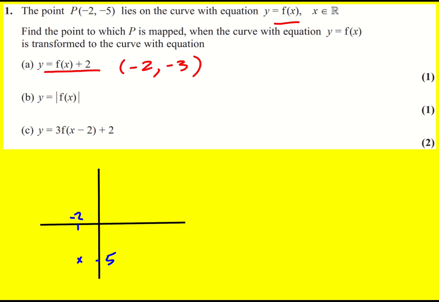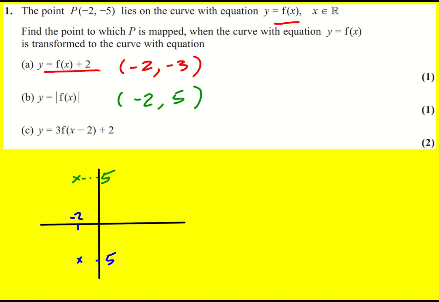Next up, the modulus function. If a function is positive, it does nothing, or actually if it's 0 as well. But if it's negative, then it makes the function positive. So if it's minus 5 down here, then it's going to bring it up to here at 5. So again, the x-coordinate stays the same. That does not become 2. It stays as minus 2. You get minus 2, 5.